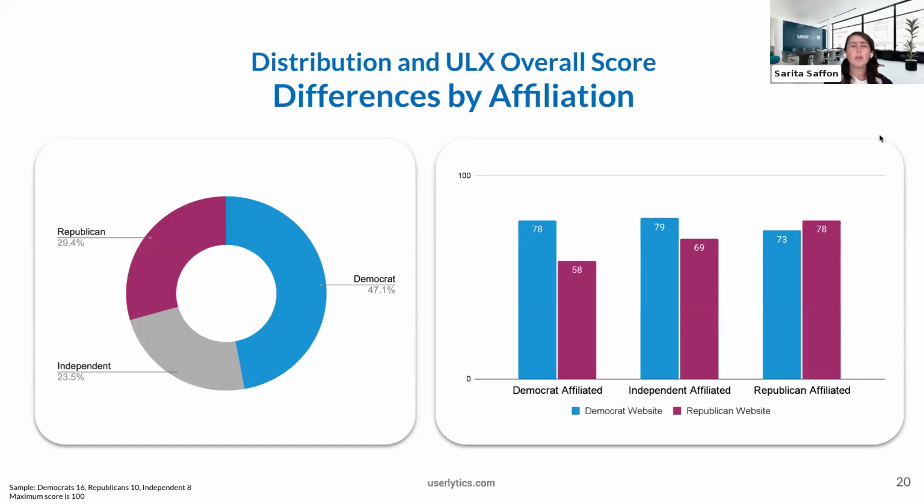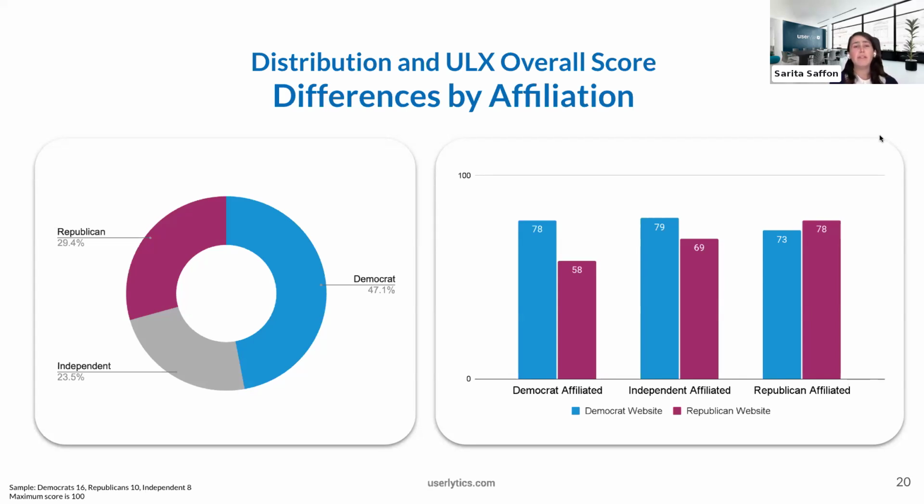The ULX score also allows us to divide the sample by segmentation groups of interest. Like for our example, we initially asked the users their political affiliation in order to analyze the results by each of them and see the impact it may have on their experience and evaluations. These results are obviously based on an even smaller sample, so they should be taken very delicately, but they show us some initial tendencies.